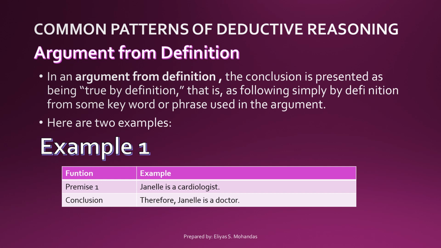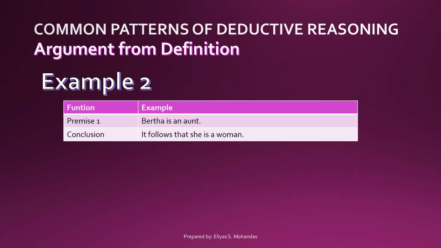Premise number 1, Janelle is a cardiologist. So the conclusion, therefore, Janelle is a doctor. So cardiologist is actually a doctor. So you do understand the definition of a cardiologist. Therefore, you can derive a certain conclusion. Example number 2. Premise number 1, Betha is an aunt. Conclusion, it follows that she is a woman.